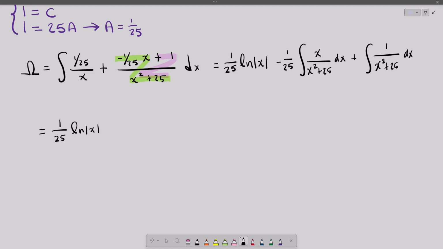The middle one here, the denominator's derivative is 2x. So I'm going to put a 2 up in the top. But if we put a 2 in the top, we have to put a 2 in the denominator. So that will be minus 1/50th natural log absolute value of the denominator. The denominator is always positive, though, so we don't have to put in the absolute value bars.